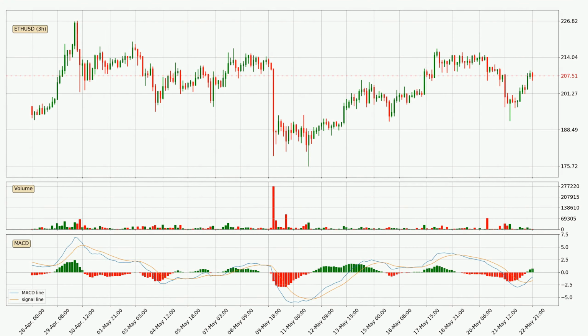Jumping to the 3-hourly MACD, the MACD line is above the signal line, which shows that the current trend is on the upside. The MACD histogram shows that the momentum is currently strong, and it could be expected the price to go further to the upside.